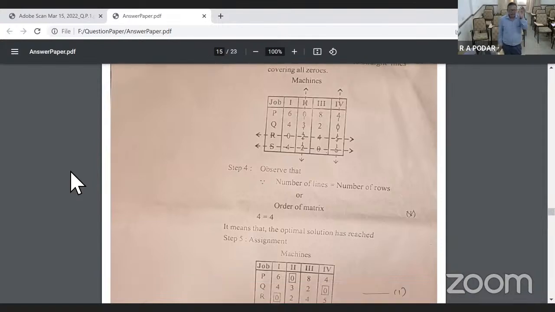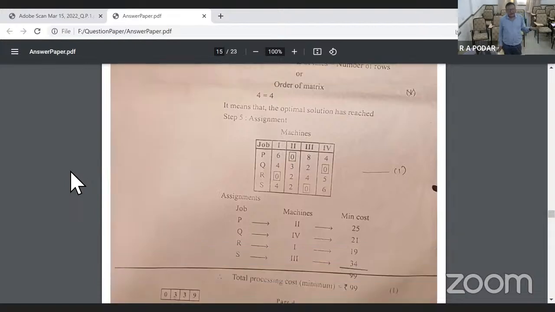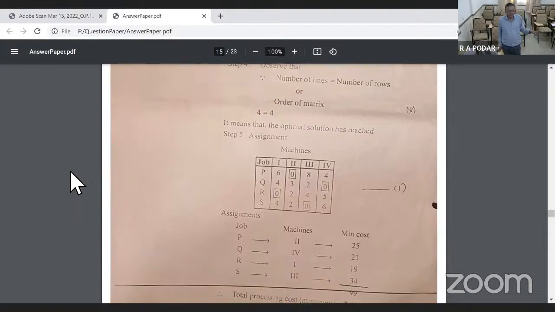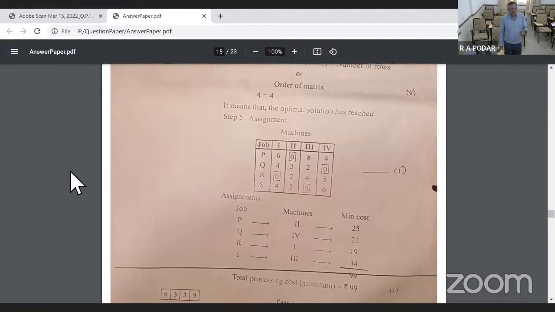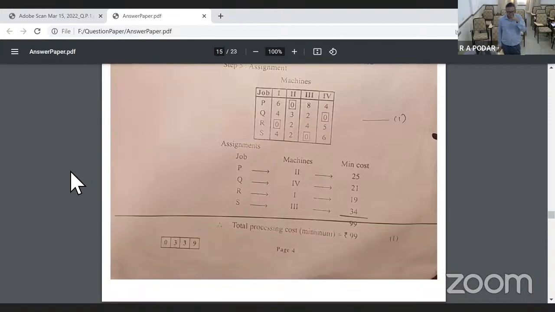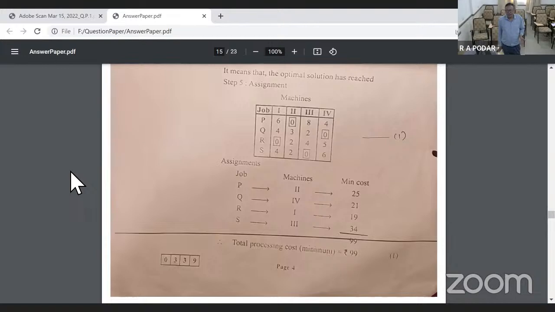But for assignments also, each row contains only one 0, so no trouble. This is a very easy type of question they asked last year, so they were very lucky. In each row there is an allotment you can give. Each row has one 0, so there is no trouble finding a single 0 row. So this is the final answer. We get a minimum cost of 99 rupees. So very simple.